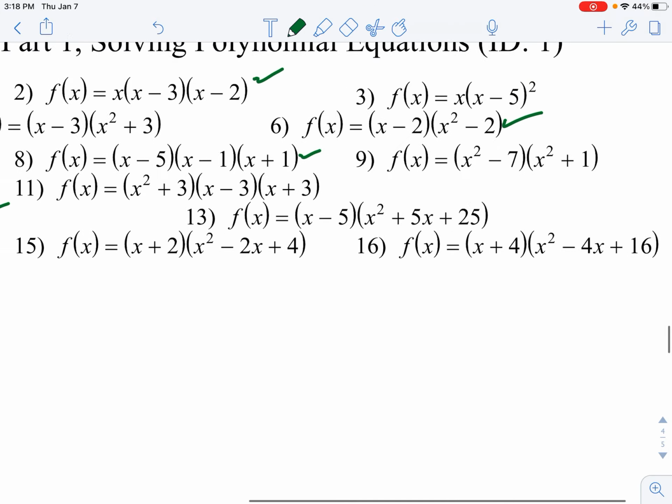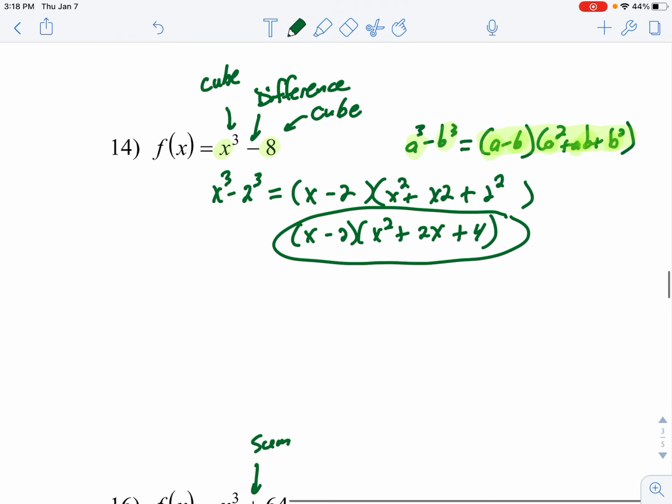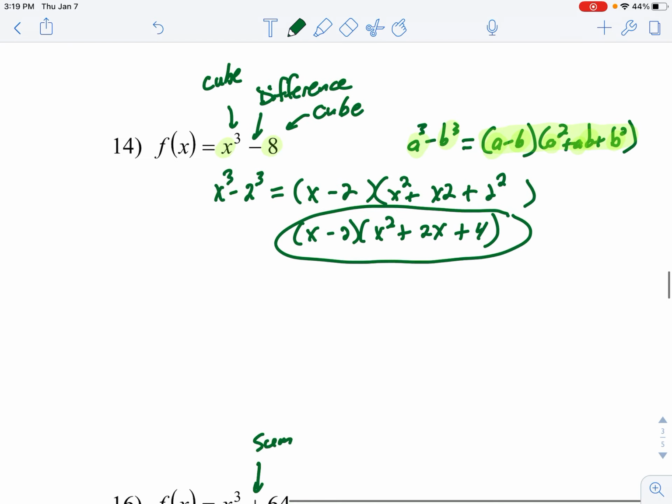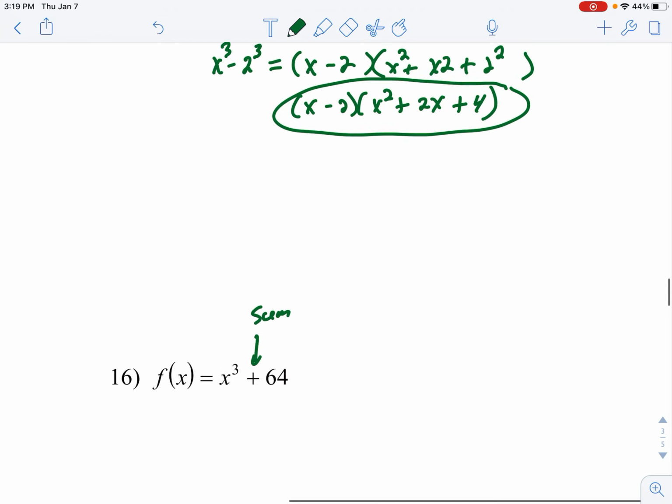Oh, yeah, sorry, I got a little confused. Number 16 here. This one is a sum of cubes. It's got its own formula, which I'll write down. We're going to use the formula, but at the end it won't break down any further. So what do I mean by this? All right, let me get to this.